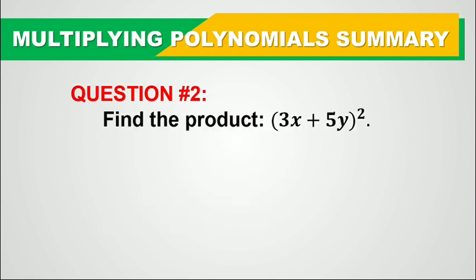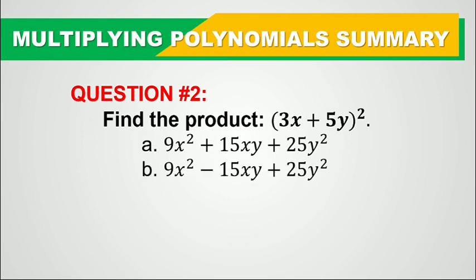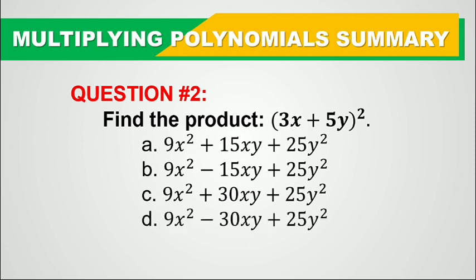Let's find the product of the square of this binomial, 3x plus 5y. So is it letter A, 9x squared plus 15xy plus 25y squared? Or letter B, 9x squared minus 15xy plus 25y squared? Or letter C, 9x squared plus 30xy plus 25y squared? Or letter D, 9x squared minus 30xy plus 25y squared? What is your answer?